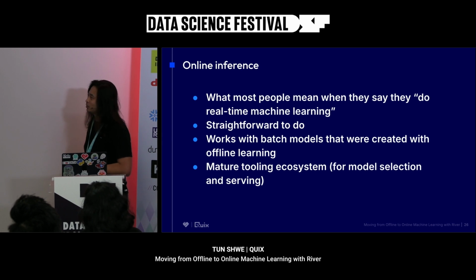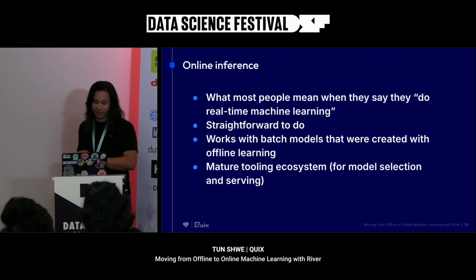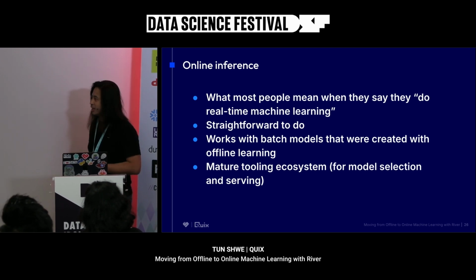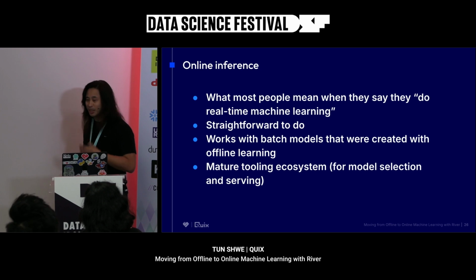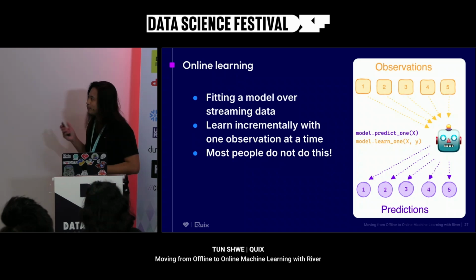Again, so much tooling is available to make that happen. And it works with batch models, of course. So you train models using a batch approach and you can use them for online inference. It has a mature tooling ecosystem, so many different frameworks. All the major cloud providers give you a flavor of their platform that will enable you to select models, retrieve them, do CI/CD, all that stuff.